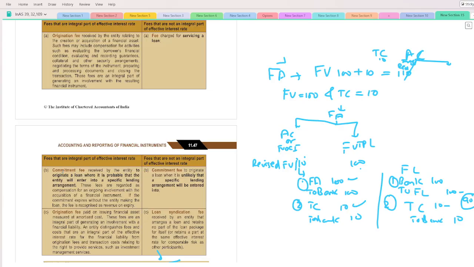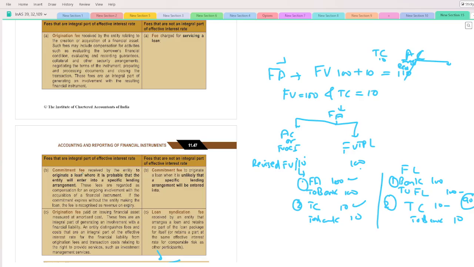Now, the commitment fee received by the entity to originate a loan where it is probable that the entity will enter into a specific lending arrangement. These fees are regarded as a compensation for an ongoing involvement with the acquisition of a financial instrument. If the commitment expires without the entity making the loan, the fee is recognized as revenue on the expiry. So it is talking about a commitment fee.